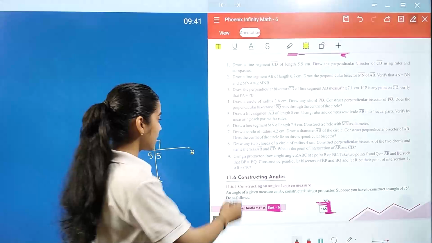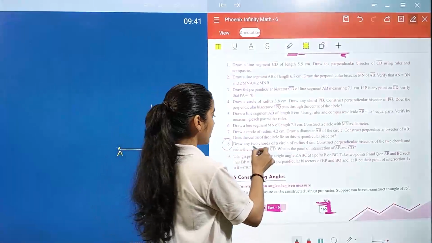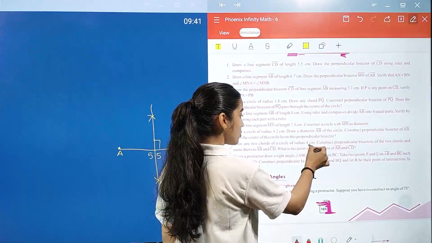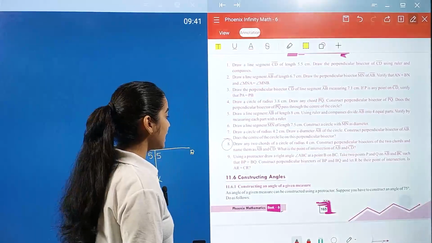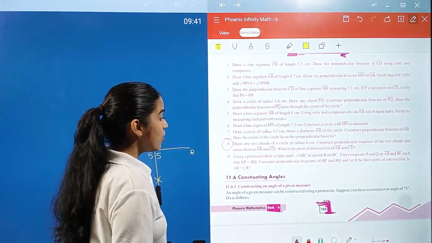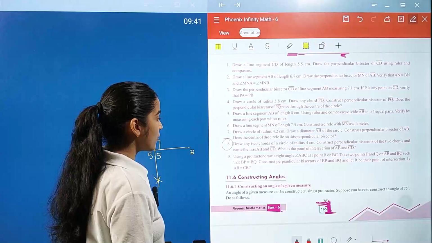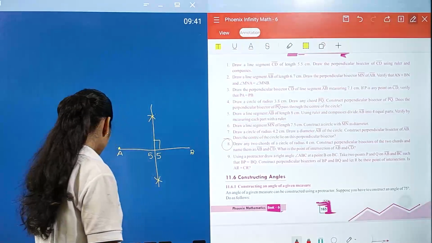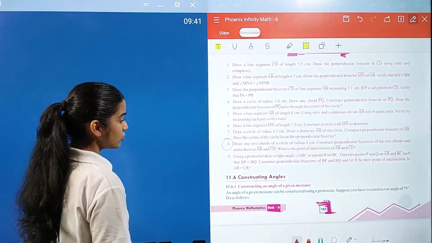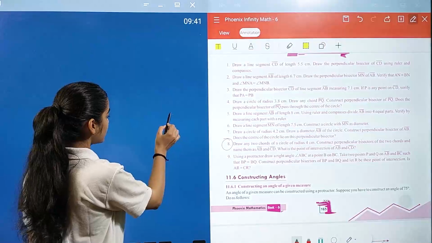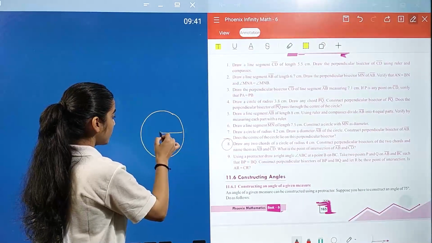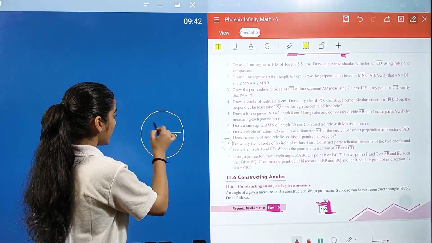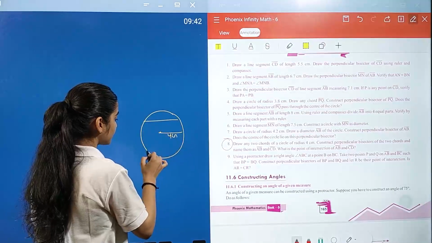For example, let's take one more question. Question number 8. Draw any two chords of a circle of radius 4 centimeter. Construct perpendicular bisectors of the two chords and name them AB and CD. What is the point of intersection of AB and CD? So what you have to do here? First you have to draw any two chords. So first you have your circle with radius of 4 centimeter and you have your chords here.